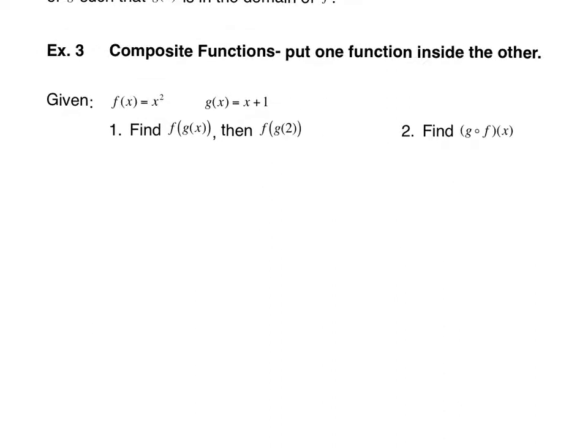Really, a composition is just putting one function inside of another function. So I have two very basic functions, and as you look at number 1, you are to find f of g of x, and then find f of g of 2. We're going to look at these as two different problems. What would I do if I had this versus what would I do if I had this? Let's ignore this for right now because this is actually an easier problem than this one here. Let's just find f of g of x.